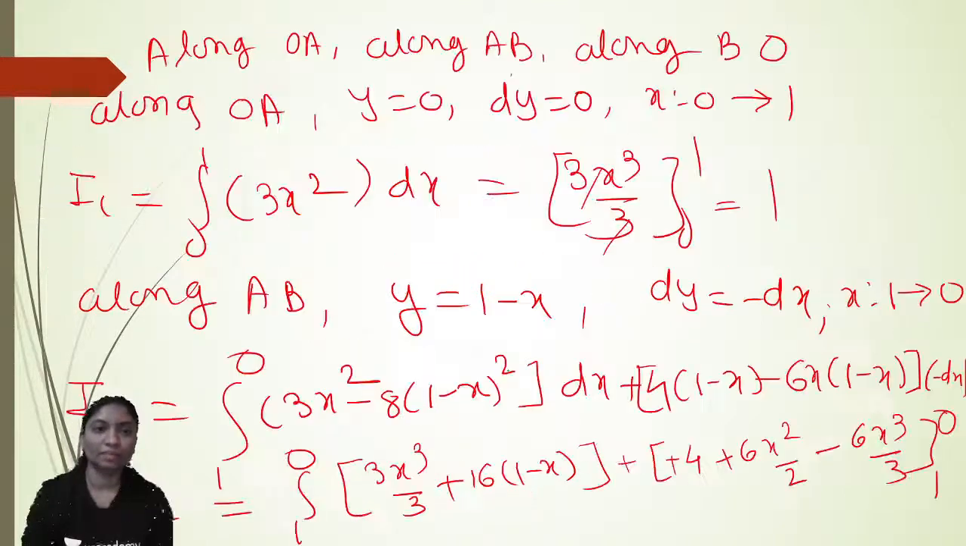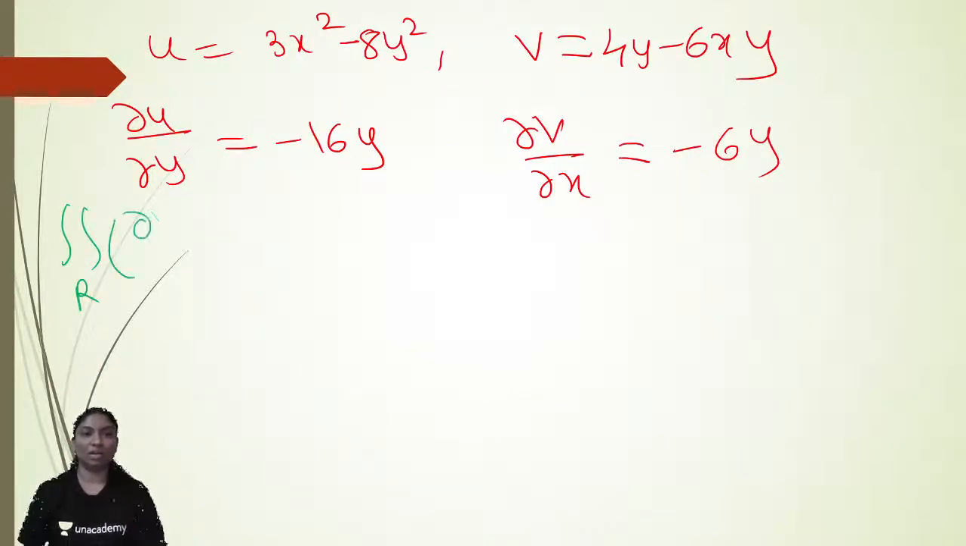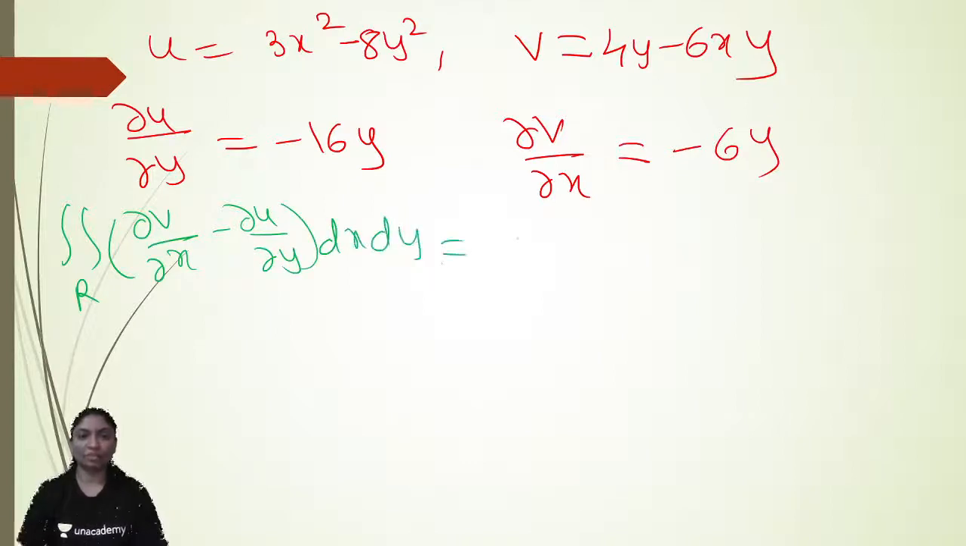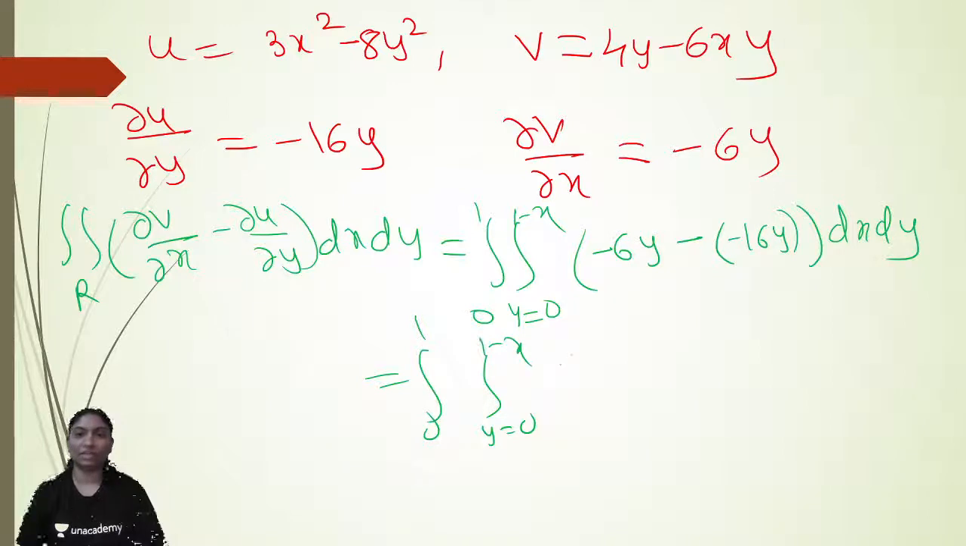So you will get here double integral over the region R of (∂v by ∂x minus ∂u by ∂y) dx dy is equal to double integral, y is varying from 0 to 1 minus x and x is varying from 0 to 1. So here we'll get ∂v by ∂x, minus 6y, minus of minus 16y, into dx dy. So integral from 0 to 1, integral y is varying from 0 to 1 minus x. यह हमारा plus 10y.